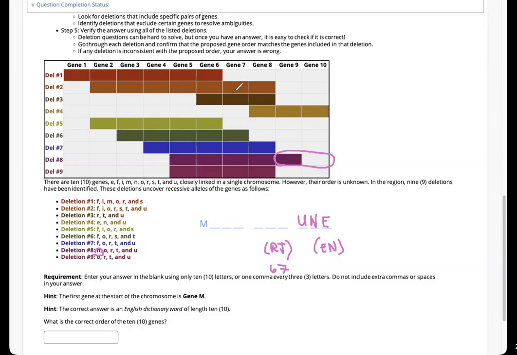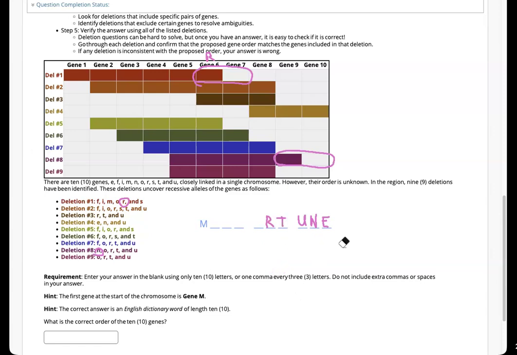All right, so we don't know the order of genes 6 and 7. So we need to find a deletion mutant that contains one and not the other. Deletion 1 fits the bill. It doesn't contain R or J or T. Sorry, I know it's a sloppy T. It contains R. So that means gene 6 is R and gene 7 is T. All right, we're getting somewhere.